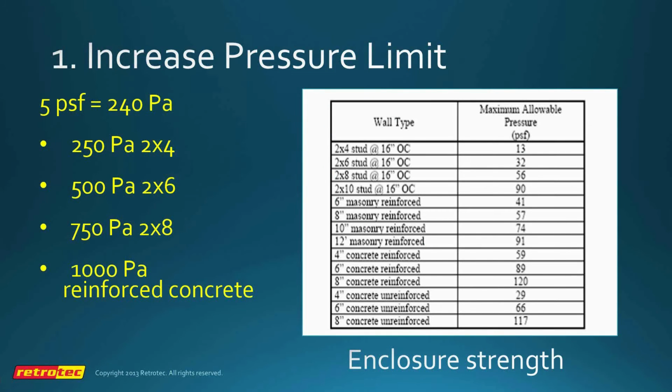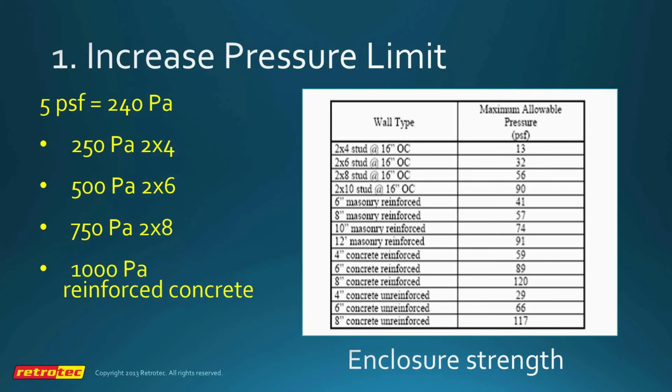One is that we need to establish the enclosure pressure limit. These are the rules of thumb that I use for 2x4 walls, 250 pascals, 500 pascals for 2x6, 750 pascals for 2x8, and 1,000 pascals for reinforced concrete. Not necessarily concrete block. Concrete block, unreinforced, may not hold much more than a 2x4 or 2x6 wall. They can actually be cracked fairly easily. They need to have rebar, and they need to be pinned at the top and bottom.